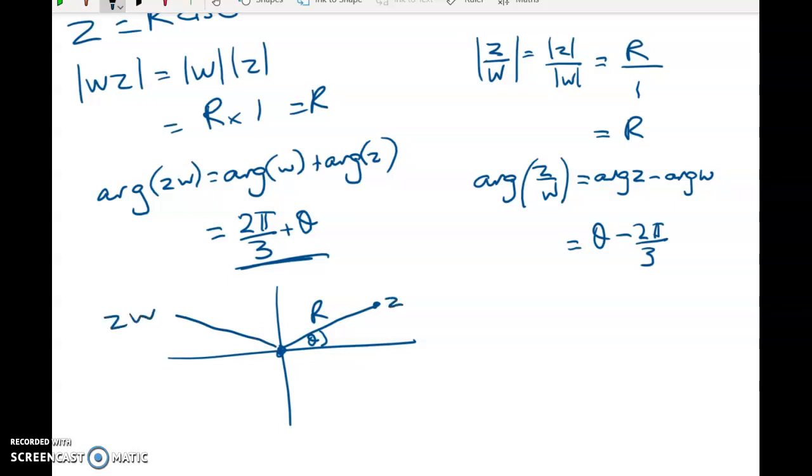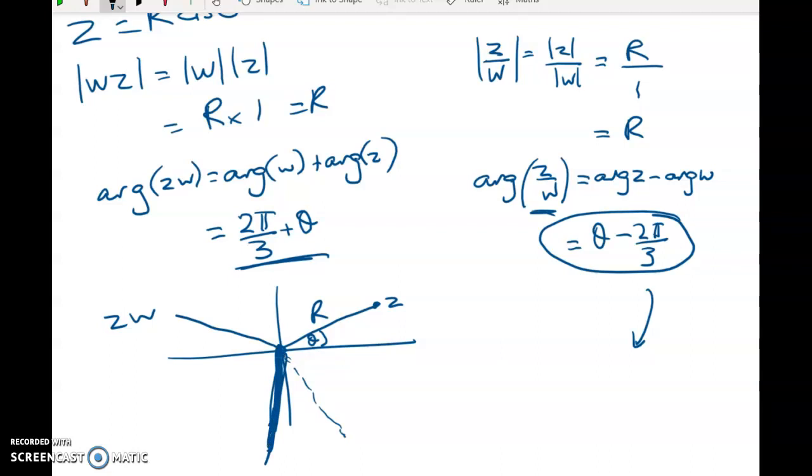Now, what about z over w? Well, z over w still has a length of r, but it's been rotated the other way 120 degrees. So what I'm trying to do here, because you know how bad I am at drawing, is draw roughly my 90 degrees, and then go a tiny bit further. So it's going to be about down there like that. And that's also got a length of r.